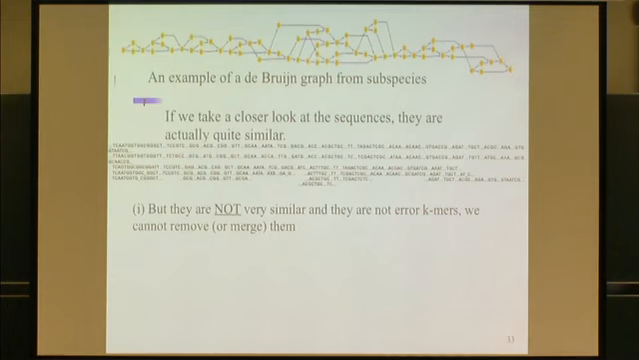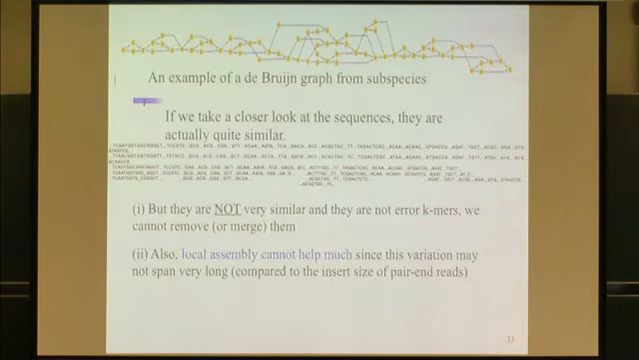Now on the other hand, you may ask me, how about your local assembly techniques? It still won't work, because usually this variation will not span very long, because they are very similar. So when you compare the insert size of the paired-end data, the local assembly will not work, because one end is on the contig, but the other end has already gone over to this subgraph.